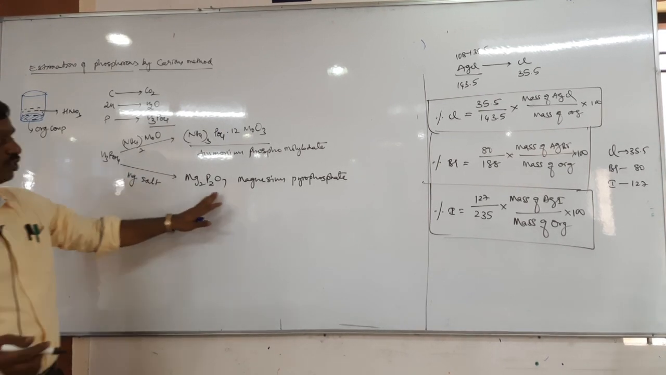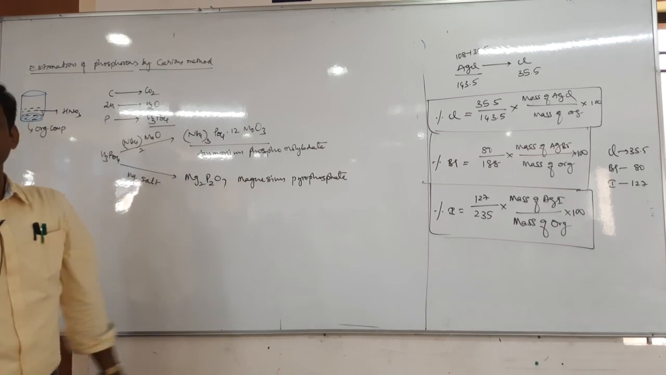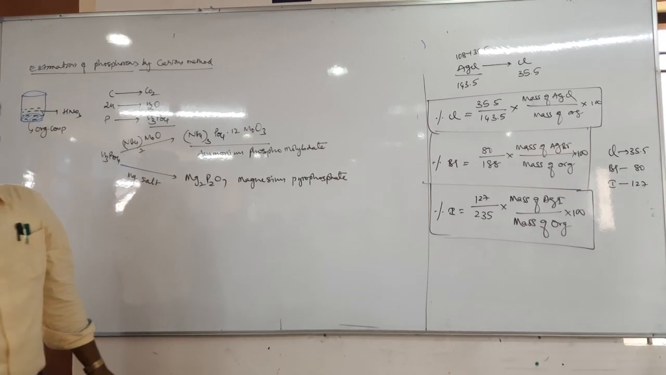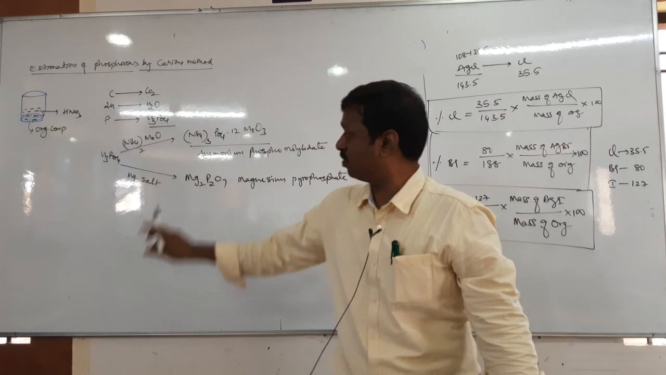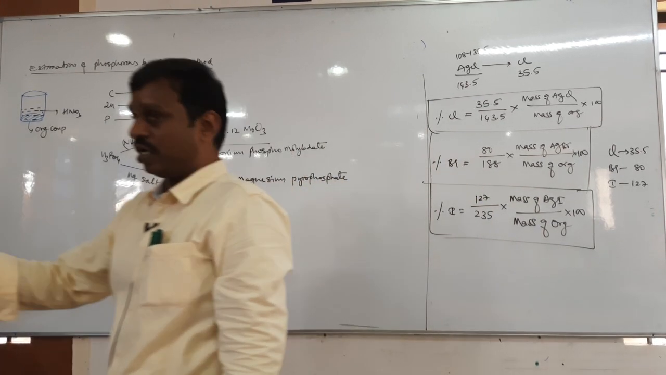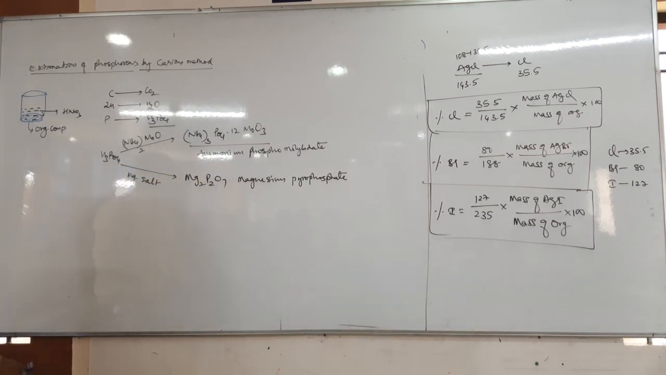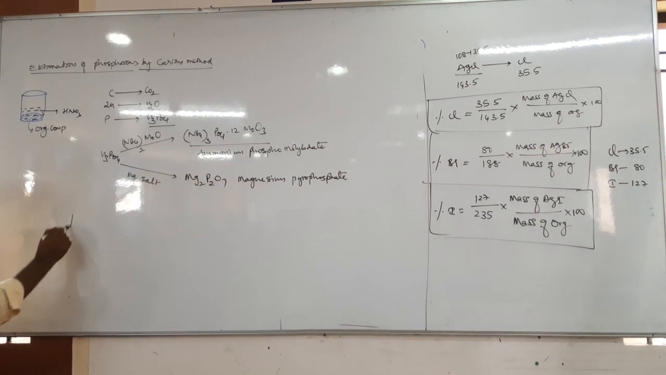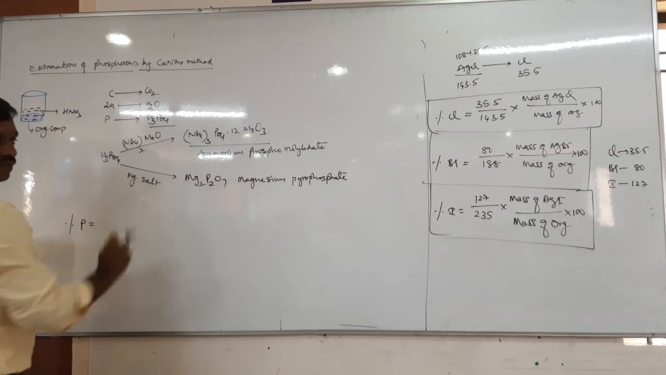So therefore magnesium pyrophosphate is also a white PPT. Now you can get the percentage of phosphorus in terms of this. Okay, it is based on the question. What question is given? For example, I wanted to calculate the percentage of phosphorus in terms of this.